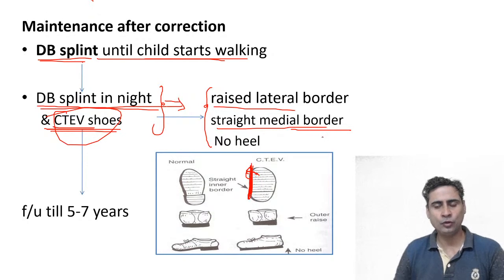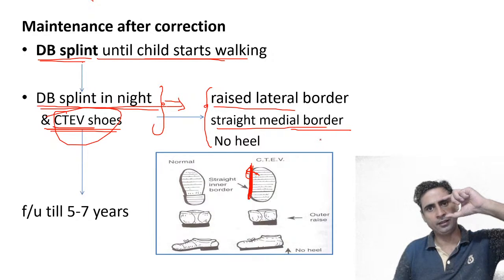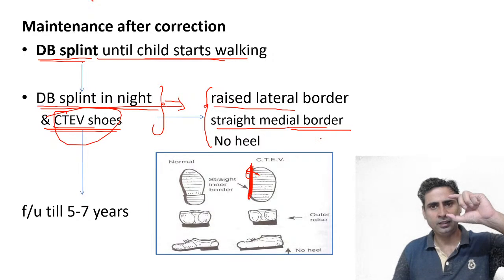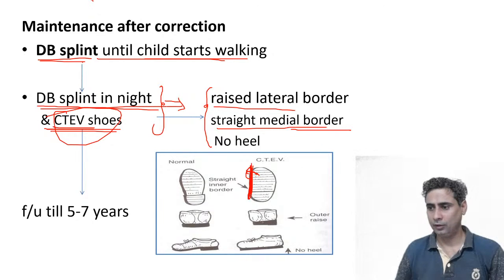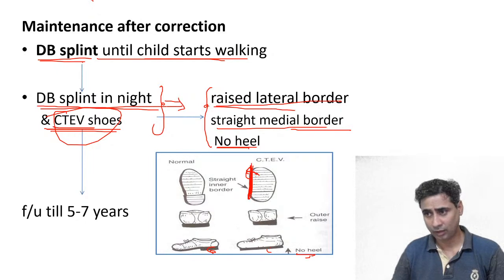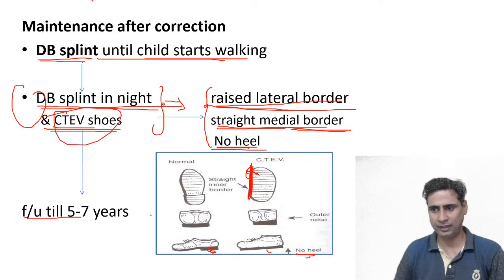In CTEV shoe, we have equinus deformity. So if there is a heel in the shoe, there can be recurrence of equinus. So we remove the heel from the shoe to prevent recurrence of equinus. So there is a straight lateral border, raised lateral border, straight medial border, and no heel. And this maintenance we give up to the age of 5 to 7 years.